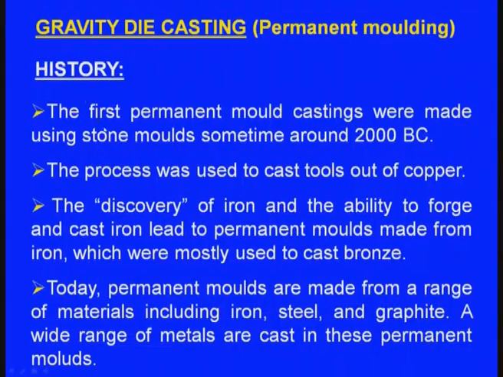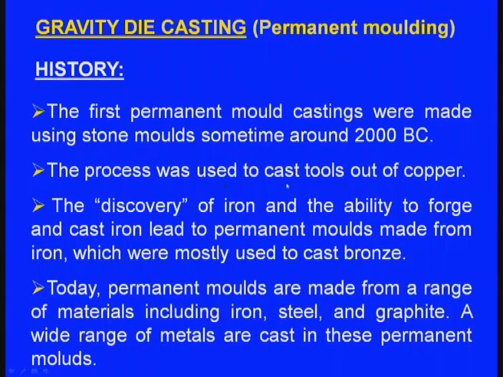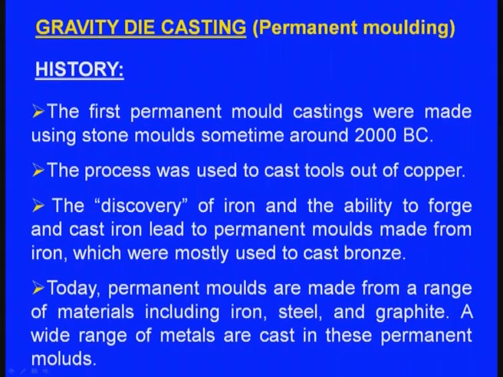Between the sand molds, they were pouring the molten metal by virtue of gravity. This process was used to cast tools out of copper in those days. Now, the discovery of iron and the ability to forge the cast iron led to permanent molds made from iron, which were mostly used to cast bronze.